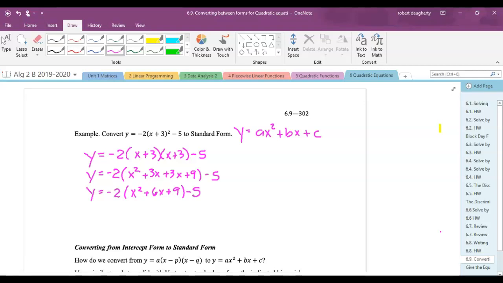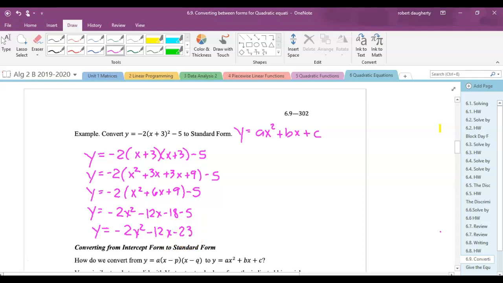Pardon me? Yeah, multiply all of this by negative 2. So y is equal to negative 2 x squared minus 12x minus 18 minus 5. What's the last thing I'm going to do? Combine the negative 18 and the negative 5. So y is equal to negative 2 x squared minus 12x minus 23.